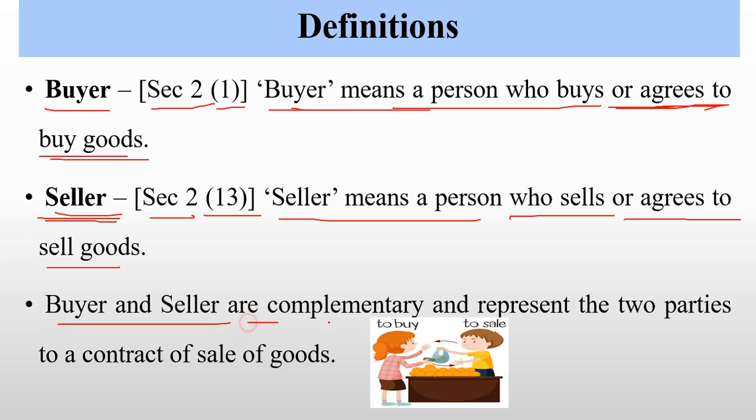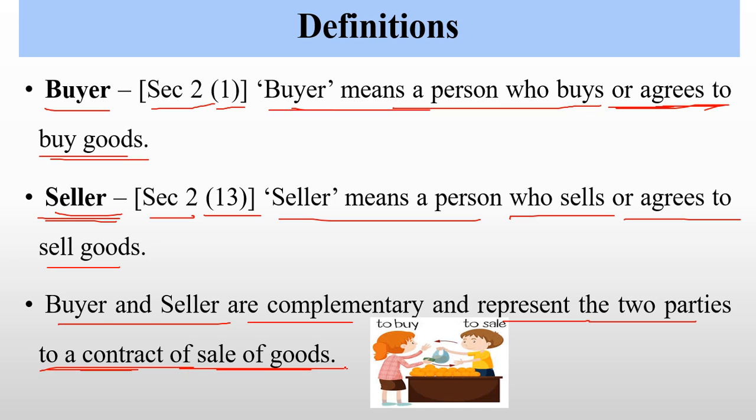Buyer and seller are complementary and represent the two parties to the contract of sale of goods. If there is a seller, then there will be a buyer. If there is a buyer, then there is a seller. A lone person cannot be a seller, and a lone person cannot be the buyer either. So in a contract we require two people: one is the seller and the second is the buyer. They represent a contract of sale of goods.